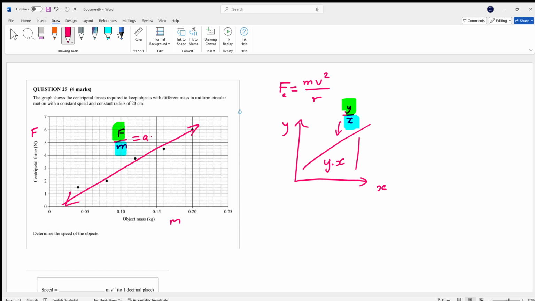Now what we've been told in this question is the radius is 20 centimeters, which we'll convert to SI units, but we're after the velocity, which is a constant. If we rearrange this formula, force divided by mass is equivalent to velocity squared over the radius. So we've actually been given this already. We've been given the gradient, which is the ratio of that, and we've also been given the radius. So we've got this, we've got that, and we can solve for the velocity. All we need to do is find the gradient.